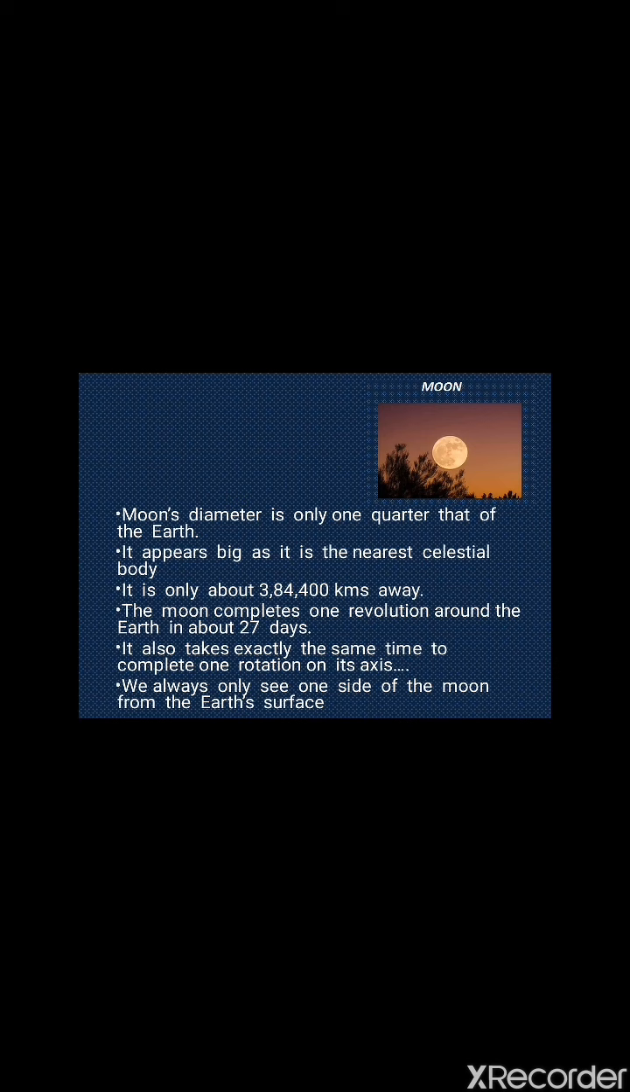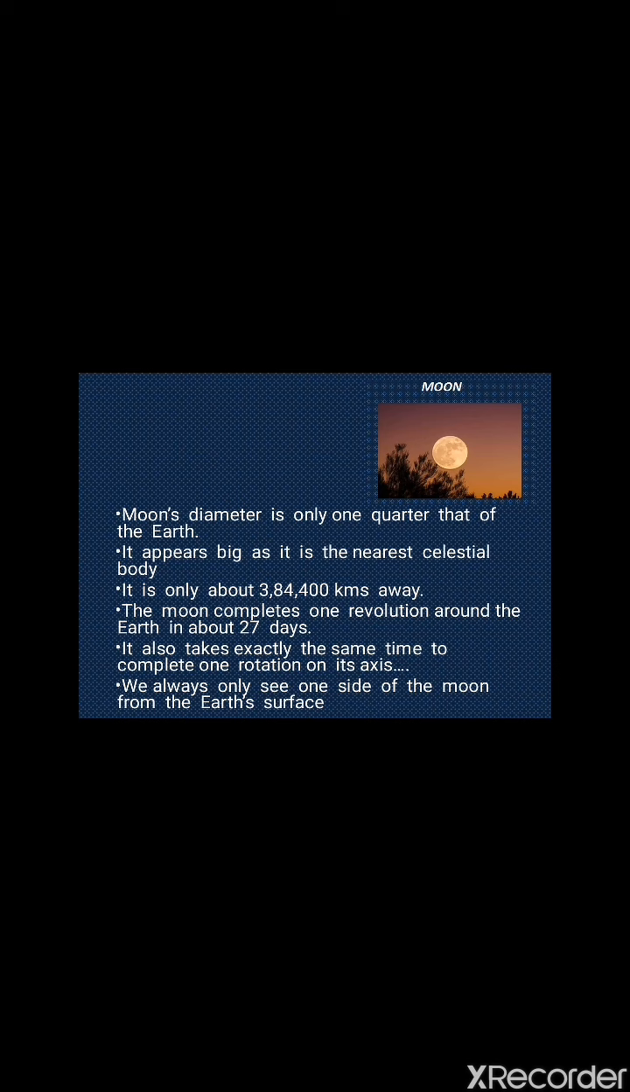Now the moon completes one revolution around the Earth in about 27 days. So that is the reason that we get to see a full moon only about once a month. Another very interesting fact about the moon is that it also takes exactly the same time to complete one rotation on its axis.